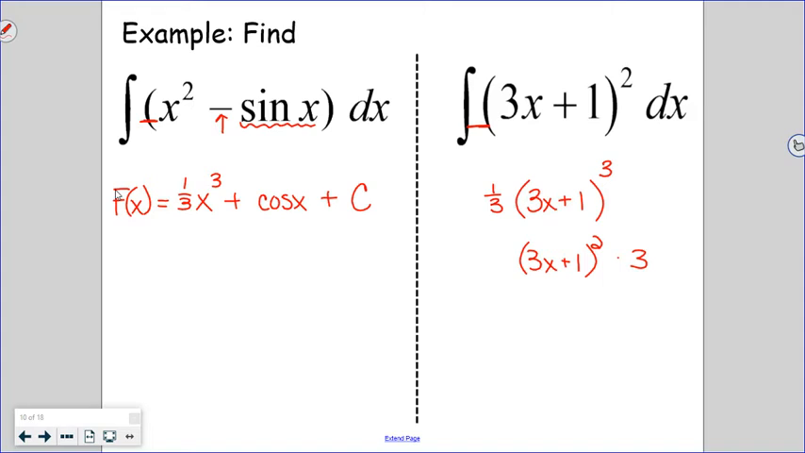I can't have a 3 outside my answer because there isn't one up here, which means as I multiply by the derivative of the inside, we would have had to have what else sitting outside of our function?